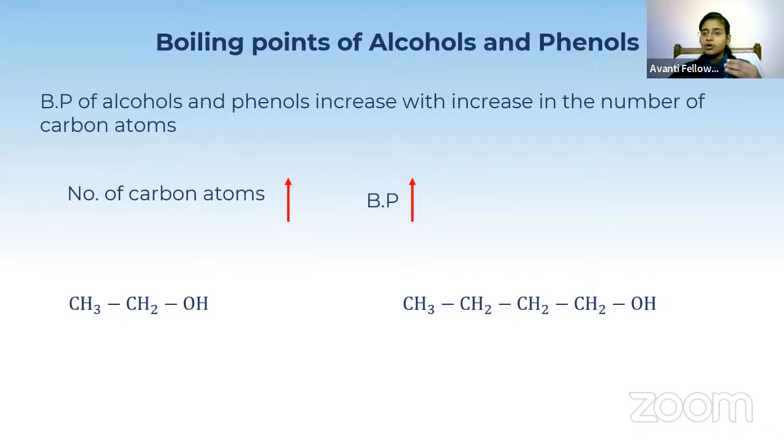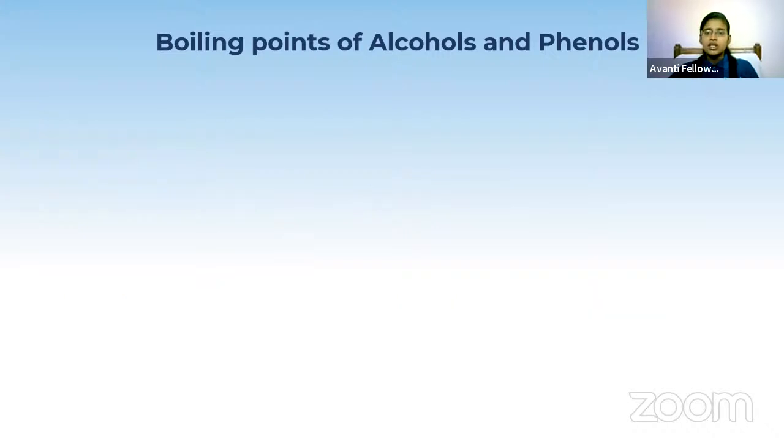Okay, it is compound 2, because it has more number of carbon atoms. So the boiling point of the second compound will be more. Got it? So just only one simple relation: if the number of carbon atoms is more, boiling point will be more for that compound. Okay. So now we will go for the second case.